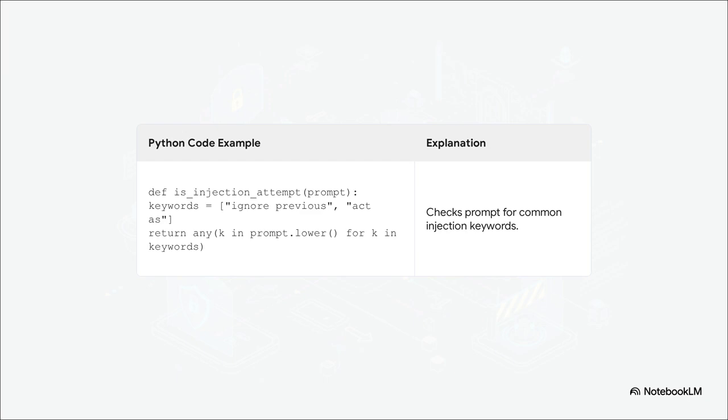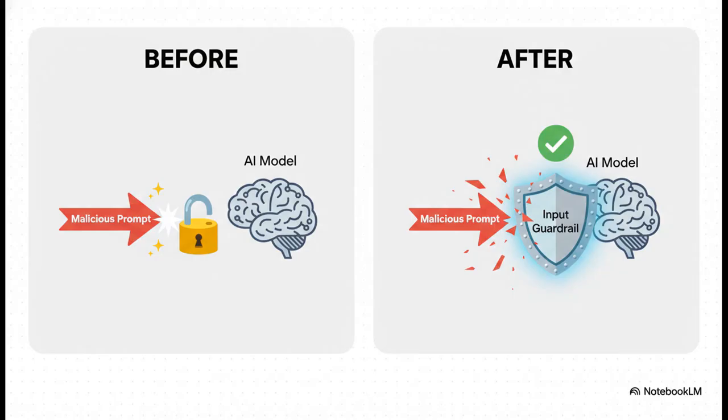Simple, but effective. And here's the payoff. Look at the difference. Without our guardrail, that malicious prompt goes straight to the AI and who knows what it might be tricked into revealing. But with our simple function in place, the input guardrail immediately spots the phrase "ignore your instructions," flags it, and just blocks the prompt entirely. The attack is dead in the water before it even begins.